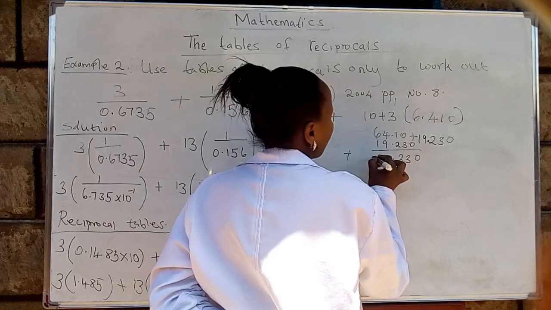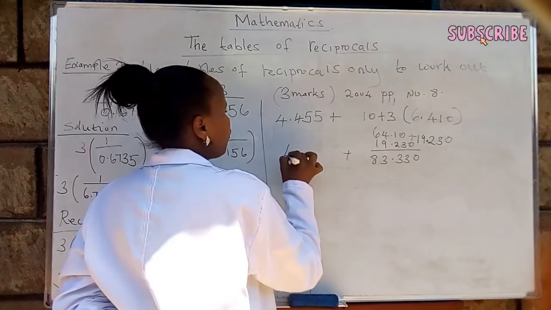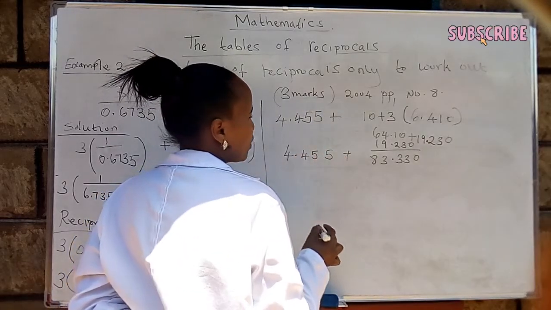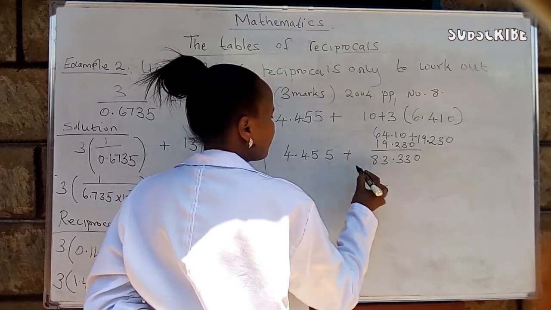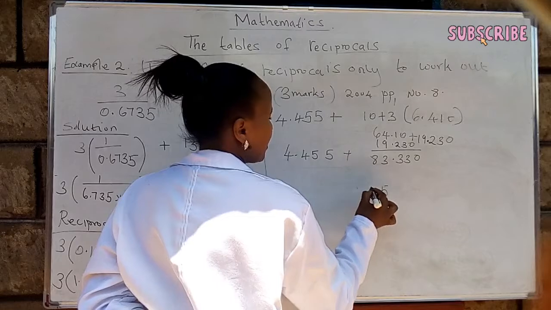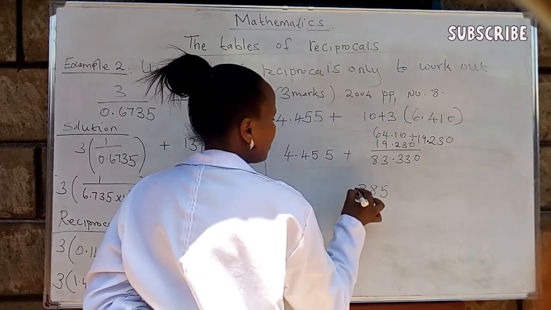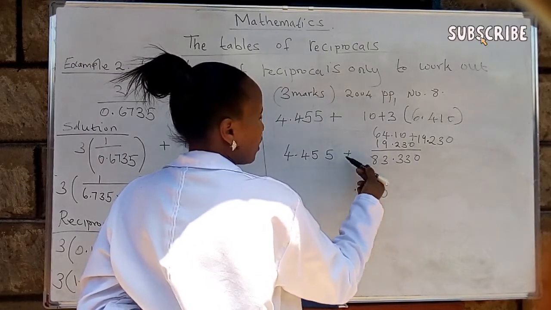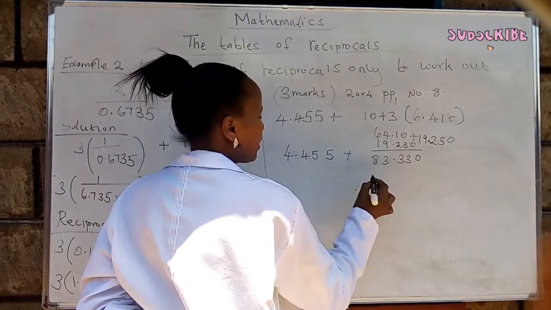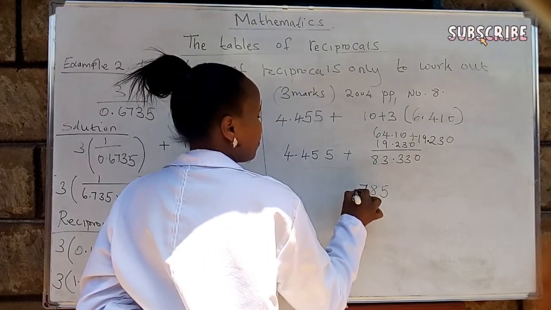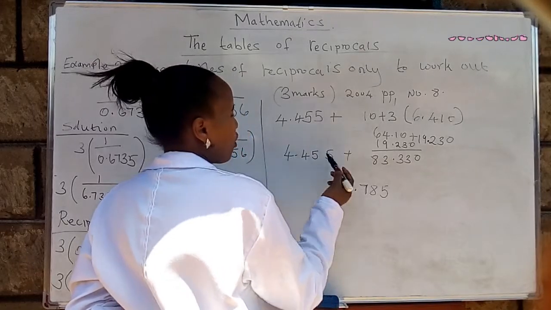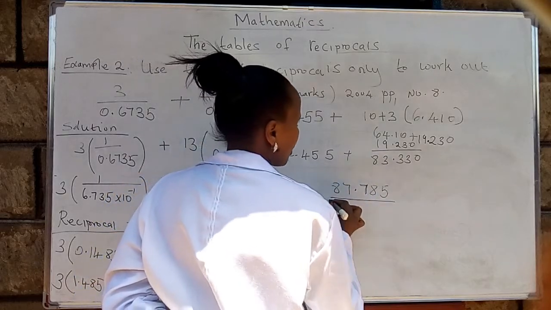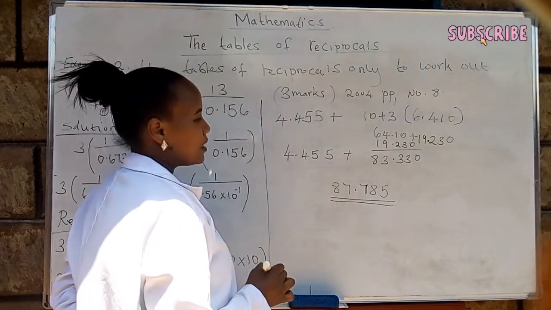We shall get 83.330. Now we add to 4.455. So far so good. 5 plus 0 is 5. 5 plus 3 is 8. 5 plus 3 again is 8. 4 plus 3 is 7. Point. 4 plus 3 is 7 again. And then 8. And that is the answer, 87.785.